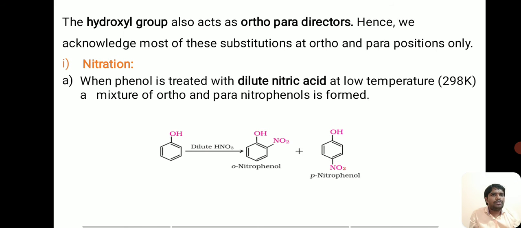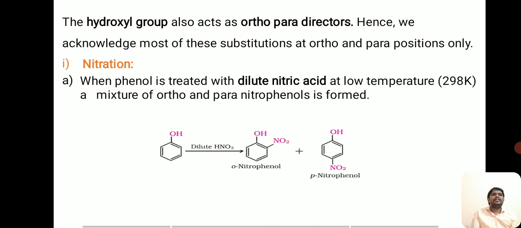The hydroxyl group also acts as an ortho-para director. The hydroxyl group which is present in the phenol acts as an ortho and para director. Hence, we observe most of these substitutions at the ortho and para positions only.